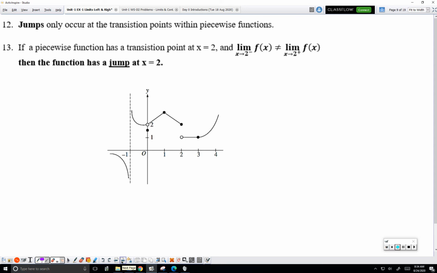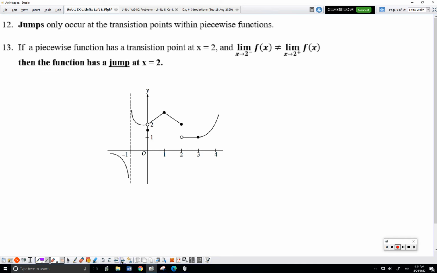You need to memorize this statement, number 12. Jumps only occur at the transition points within piecewise functions. You must have that memorized because it's been very common to have AP questions where they say, hey, does this function have a jump? And they won't give you a graph, they'll give you a formula, and your first thought has to be, is that a piecewise function? If it's not piecewise, no jump for our class.